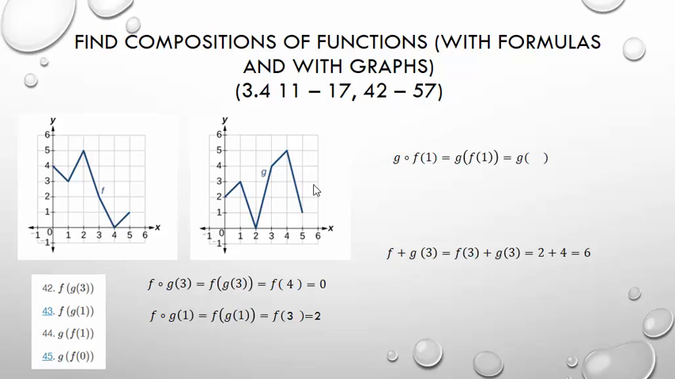A couple more here. G of f of 1, the other order. So f of 1, first of all, would be 3, and then g of 3 is 4. And then one more, g of f of 0. So f of 0 would be 4, and then g of 4 is 5. So that's how we do composition numerically if we have graphs or tables to get those y values.